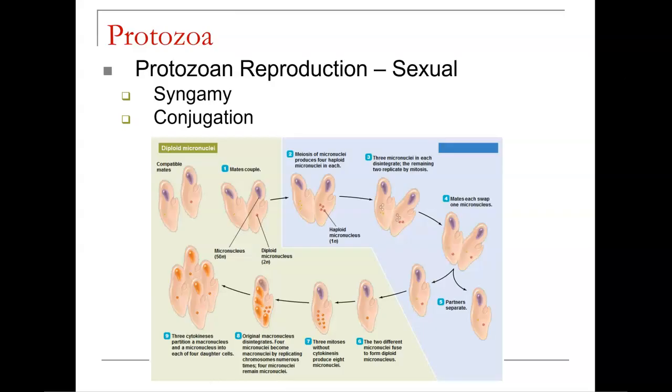With sexual reproduction, there are two main types. You have syngamy, which involves the fusion of two haploid cells to form a diploid zygote. Plasmodium undergo syngamy while inside a mosquito.